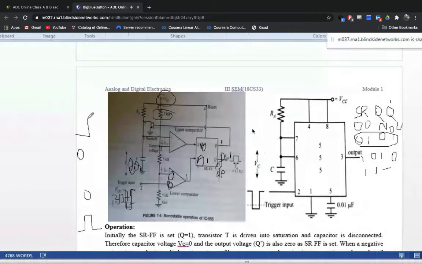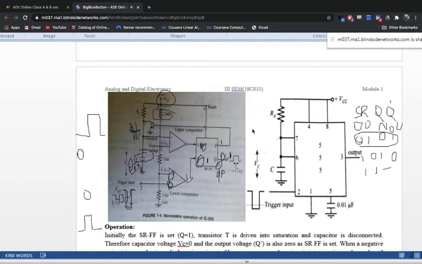Our output will come to the high state. Because this Q is 0, this transistor is in the off condition. Because the transistor is in the off condition, this capacitor starts charging towards VCC through the resistor RA. Got the story? Let me just repeat it. Once the trigger input falls below 1/3 VCC, this comparator changes, since the input at the inverting terminal falls below 1/3 VCC.